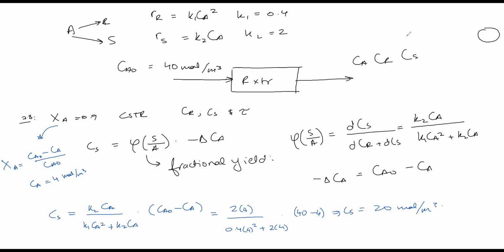And now to get the concentration of R, it's the same idea. I'm going to use the same equation and just put in the parameters for R. So the fractional yield for R over A will be dCR divided by dCR plus dCS. And in this case, dCR is the reaction rate for R, which is K1 CA squared. And now to get CR, I just plug the parameters into this equation.